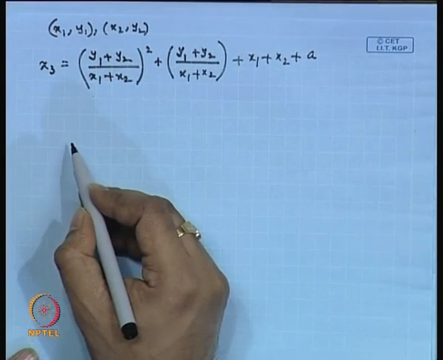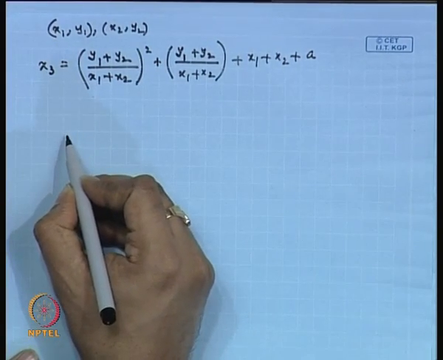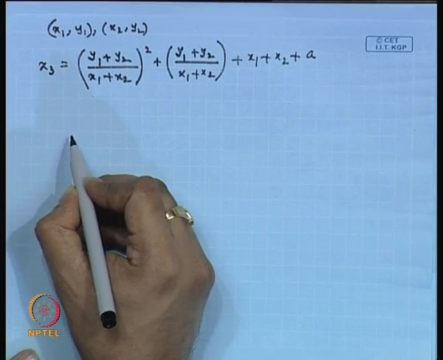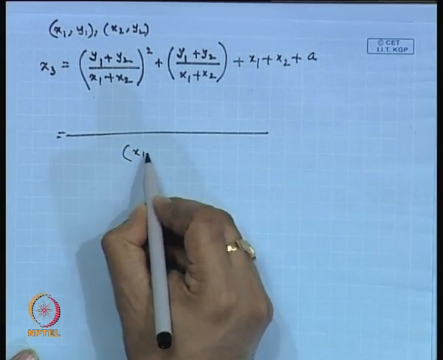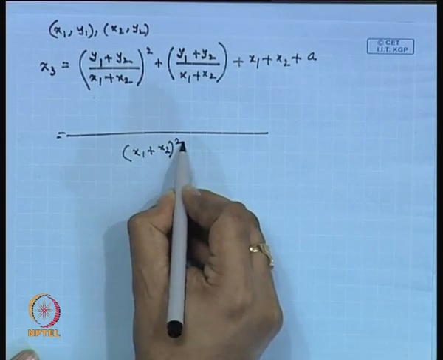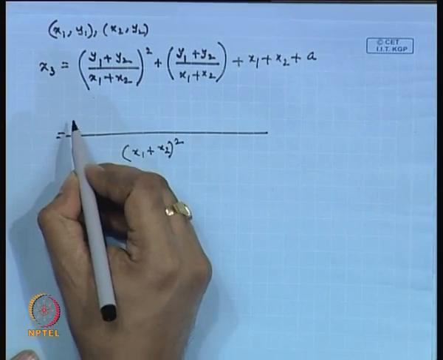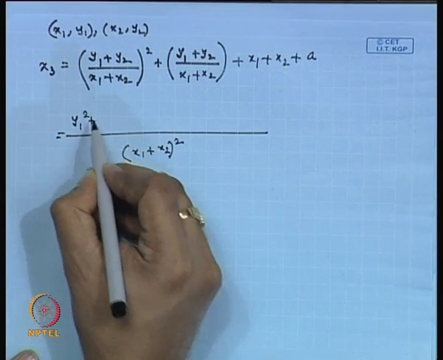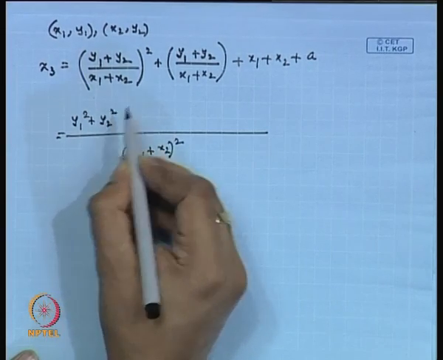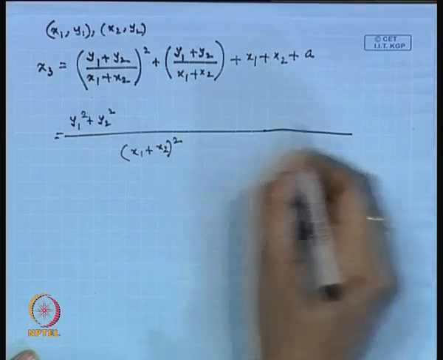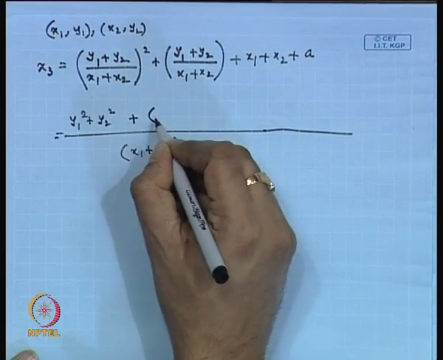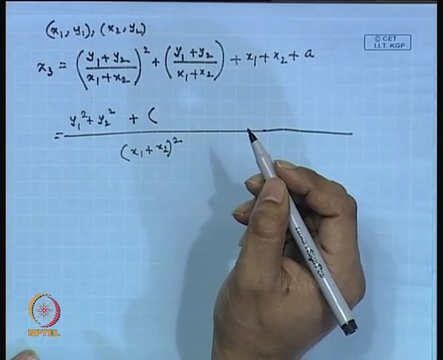So, now if I want to obtain the corresponding sum of x 1 y 1 and x 2 y 2, then I can simplify this and write it as (x 1 plus x 2) whole square, and the numerator will be y 1 square plus y 2 square. Why? Because 2 y 1 y 2 is 0 right here. So then you have got here (x 1 plus x 2) into (y 1 plus y 2).